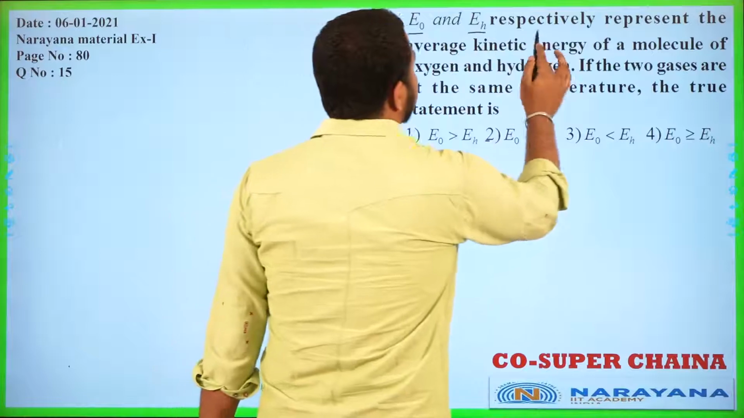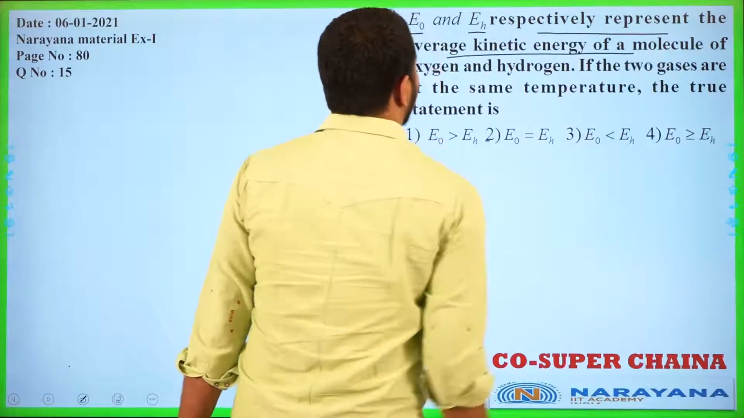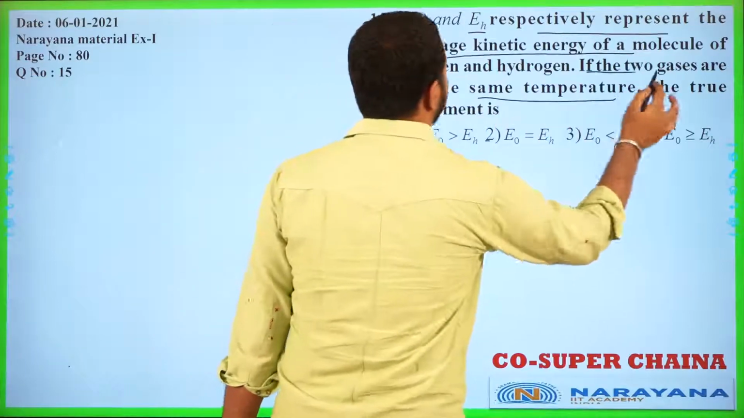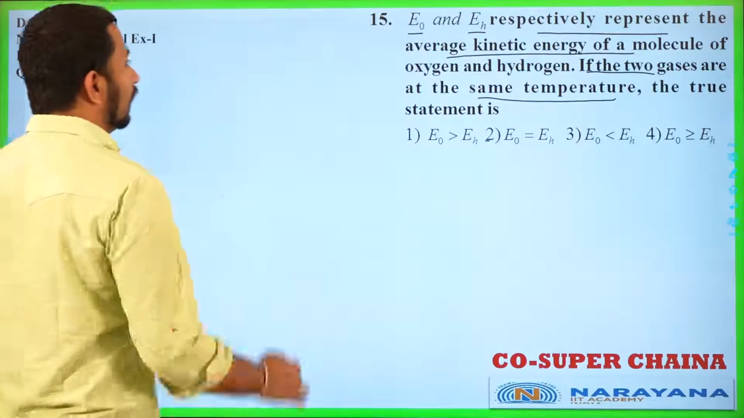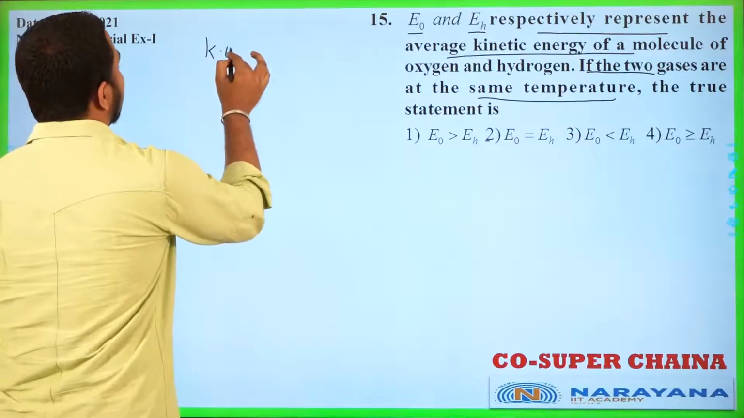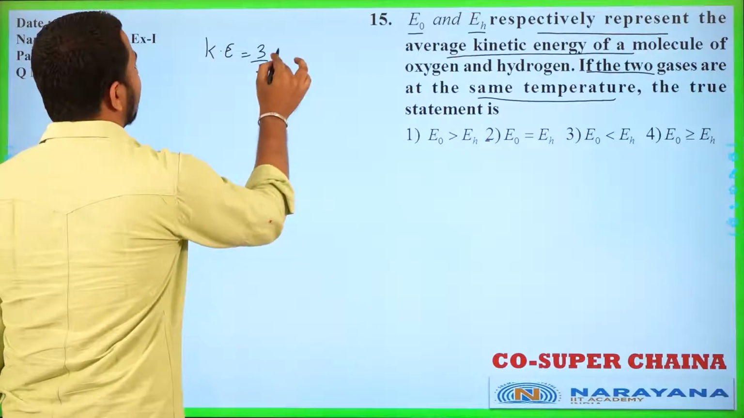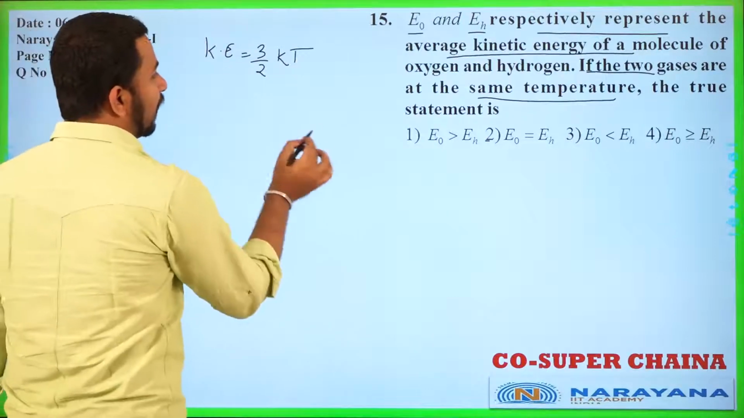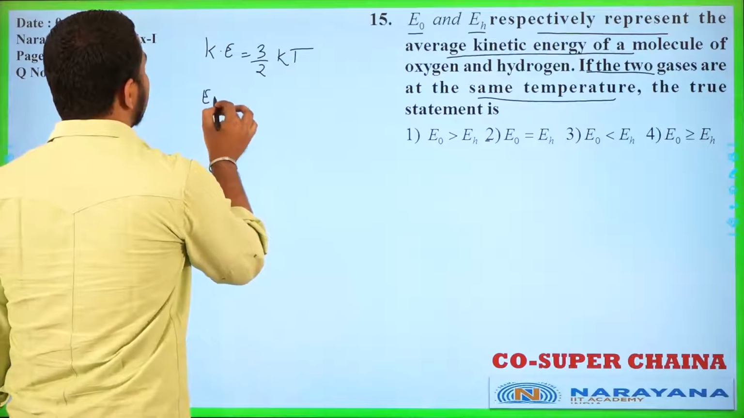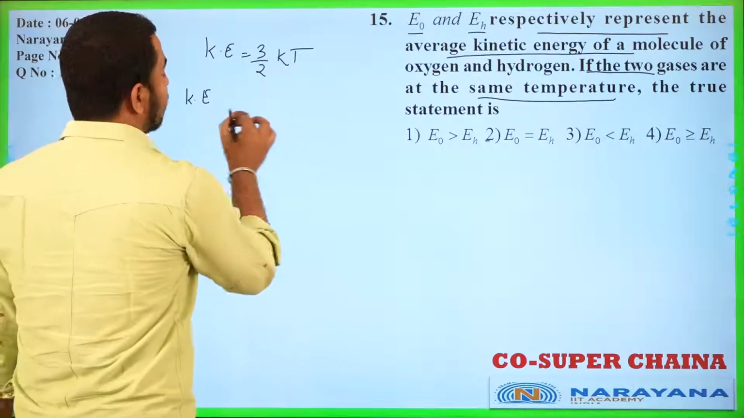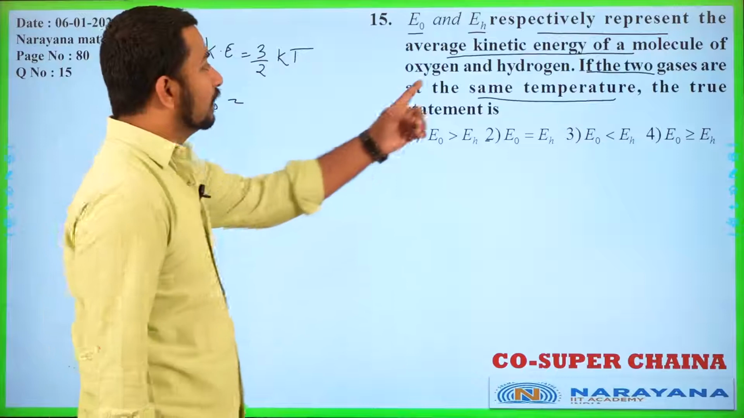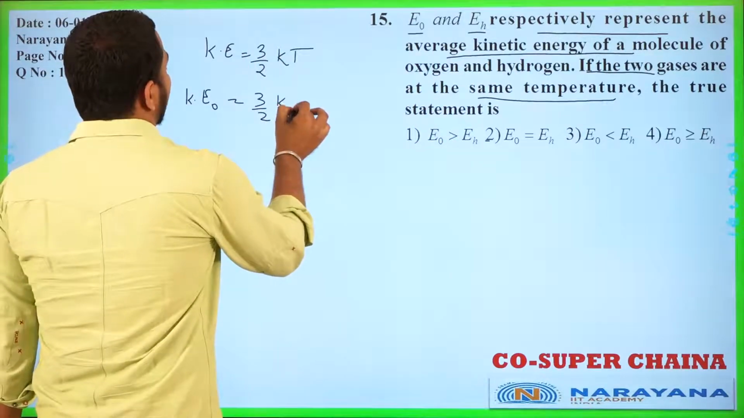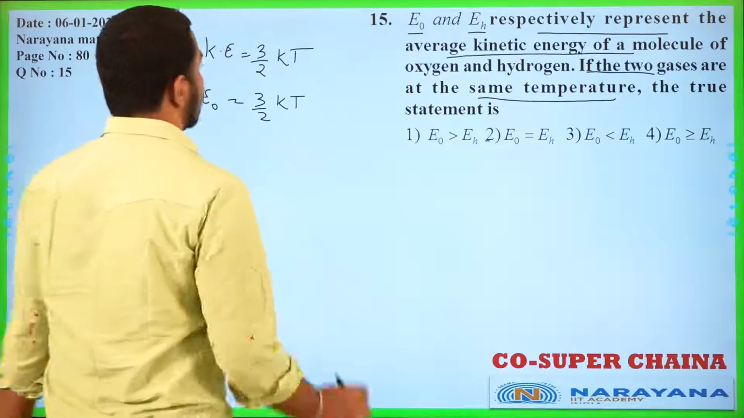E0 and EH respectively represent the average kinetic energy of the gas molecules if the two gases are at the same temperature. Students, here the average kinetic energy will be 3/2 kT. If we represent kinetic energy E0 as that of oxygen, it will be 3/2 kT, as the temperature is fixed.